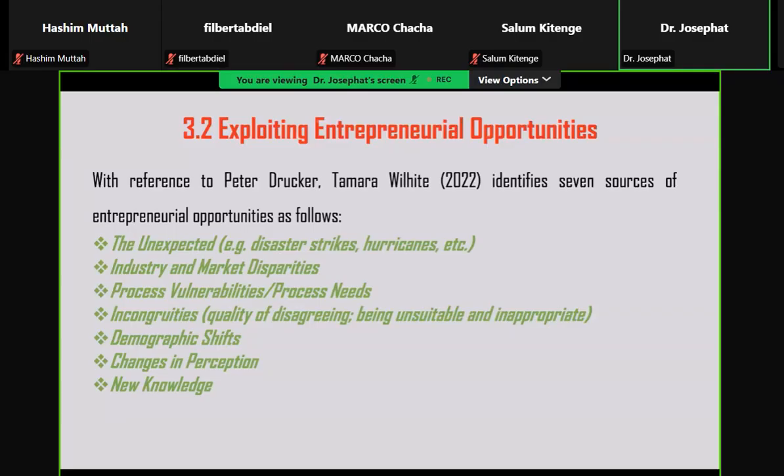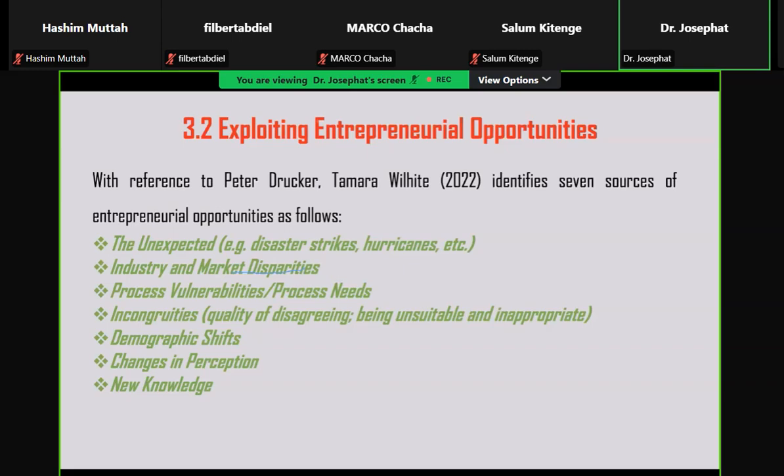Kundi la kwanza alisema those unexpected opportunity. Unexpected opportunities are those opportunities that come due to disaster strike. Hurricanes, mafuriko mbalimbali yametokea, imetokea disaster sehemu fulani, labda janga fulani limetokea, fursa imetokea. Lakini akaongelea fursa nyingine katika kundi la industry and the market disparities, kwamba tunapokuwa na industry market disparity, hakuna usawa kati ya industry and market.